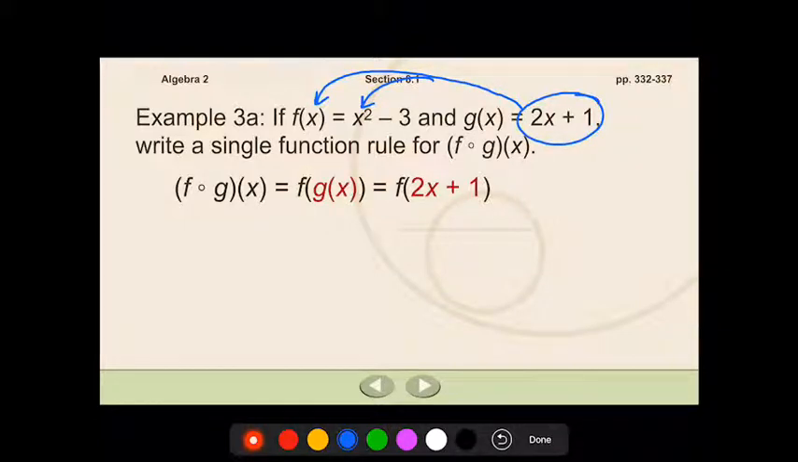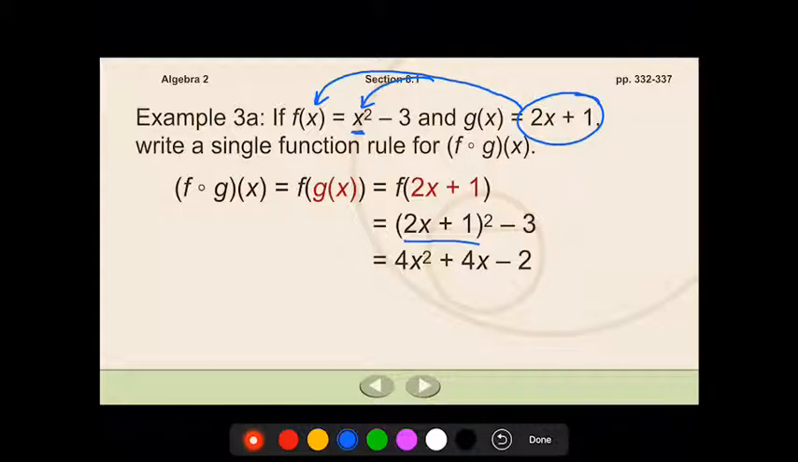They know g of x is 2x plus 1. So they take that value and they substitute it in the place of this. That's where they get the 2x plus 1, and they are squaring x. So they say that squared minus 3. And then it's just a matter of simplification. Once again, guys, just square it out. Square those terms out.